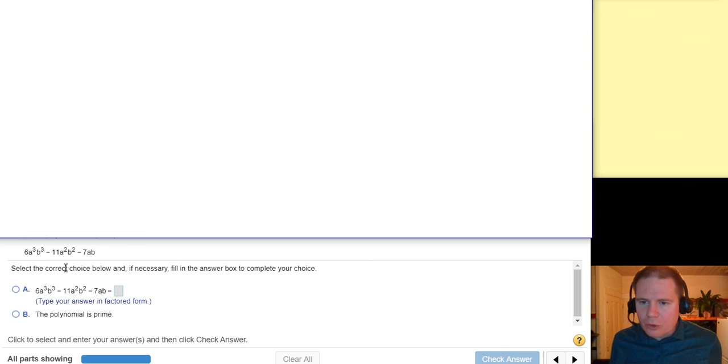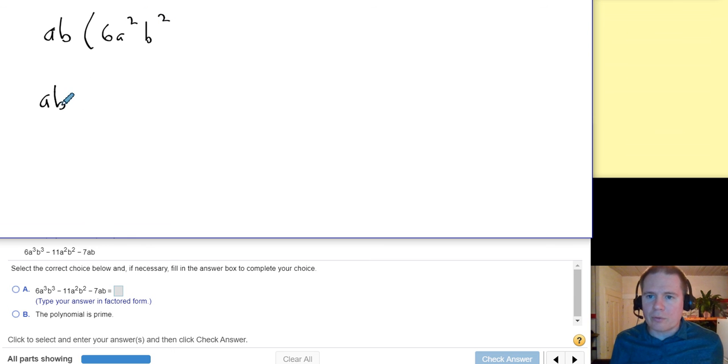Common factors galore here. All right, so I've got a, b, and a 7 as my factors here. 7 doesn't go in here, but a and b do. So let's start with a, b. 6, I have 3 a's, so I take one out, leaves me with 2. I have 3 b's, take one out, that leaves me with 2. That's looking good. I'm probably going to have a, b, and a, b, leave some space for the coefficient here.